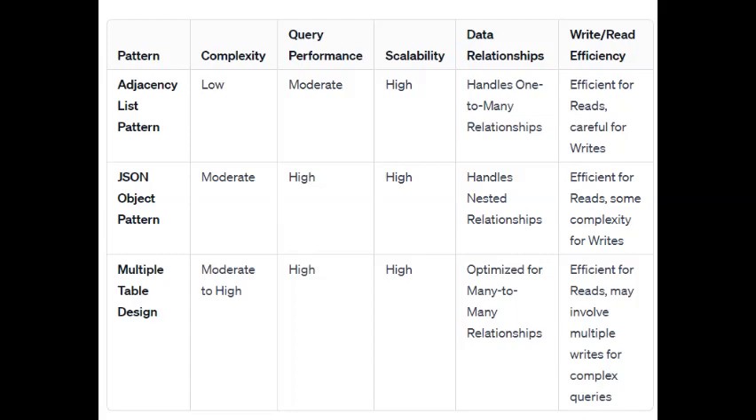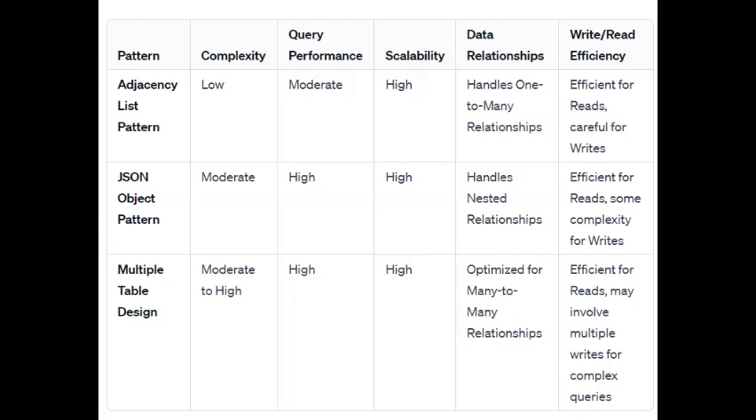Data relationships. Handles one-to-many relationships, suitable for scenarios where there are one-to-many relationships between entities. Write/read efficiency. Efficient for reads. Retrieving all related data for a specific item is efficient. However, updates involving multiple related items may require careful handling.